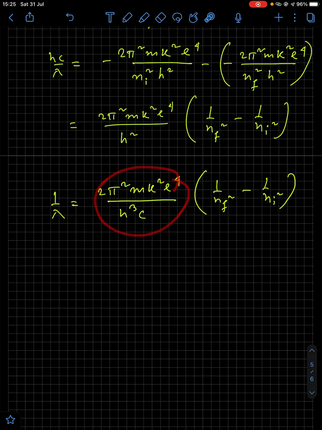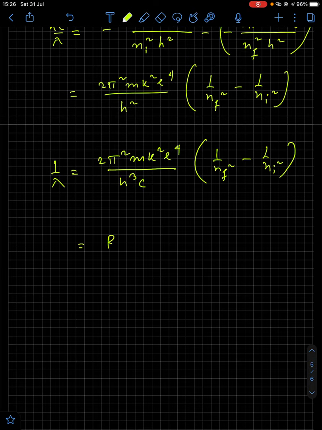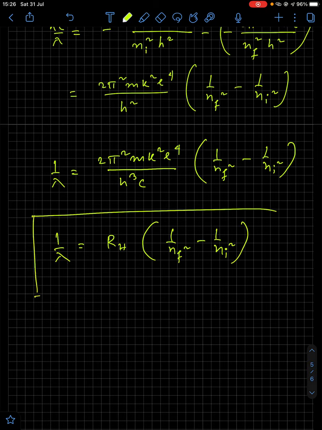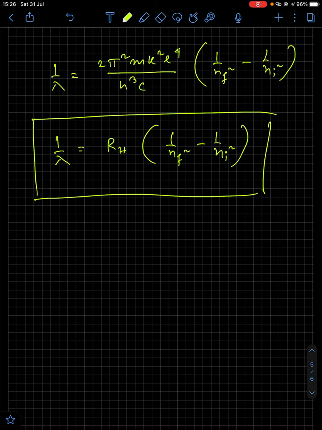Now this entire quantity is a constant. You see, pi is a constant, mass of electron m, k Coulomb's constant, e charge of electron, h is Planck's constant, and c is speed of light. Once you put the values and do the calculation, you'll get a value which you call as Rydberg constant of hydrogen atom. So we are writing here RH 1 by nf square minus 1 by ni square. This is 1 by lambda. So this is the formula for hydrogen atom.